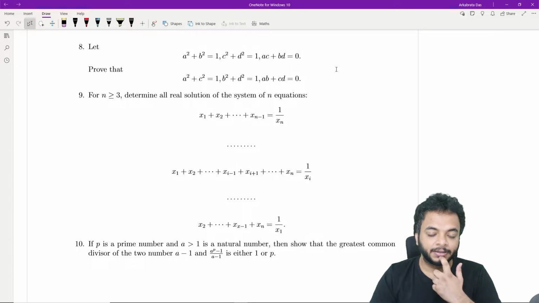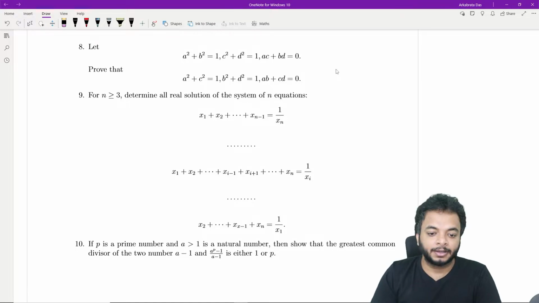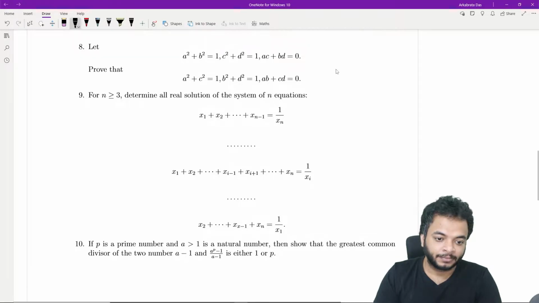But nothing has been given about a, b, c, d. So if you are considering that a, b, c, d are real and using some trigonometric identities, be careful, because you haven't been told that a, b, c, d are real numbers. So now let's proceed.